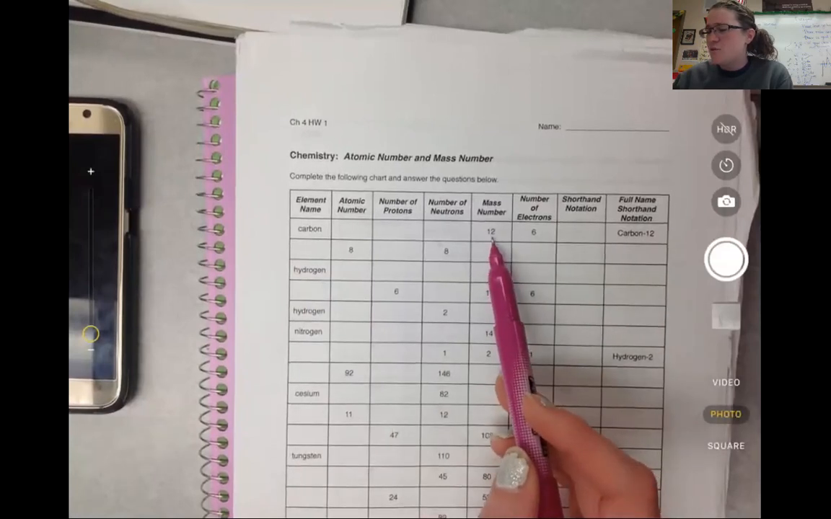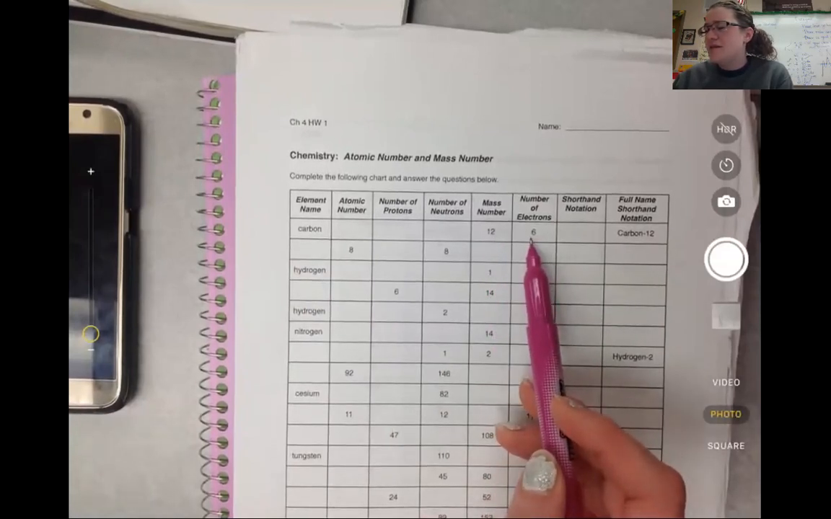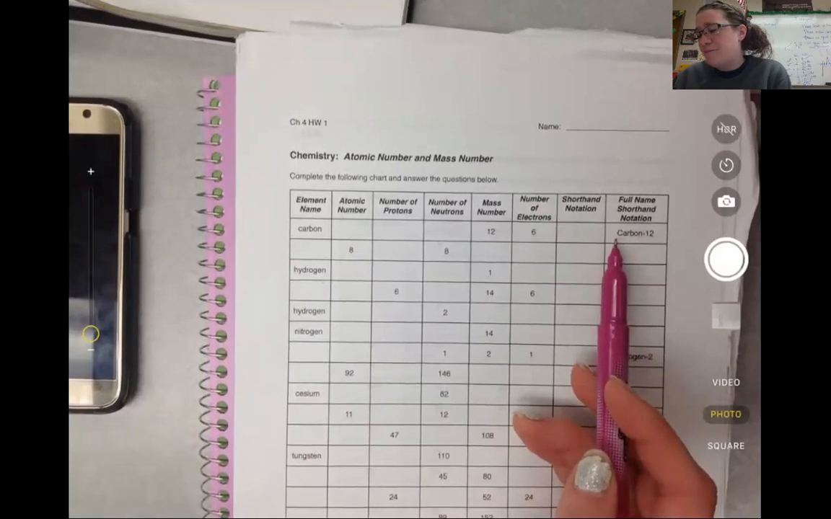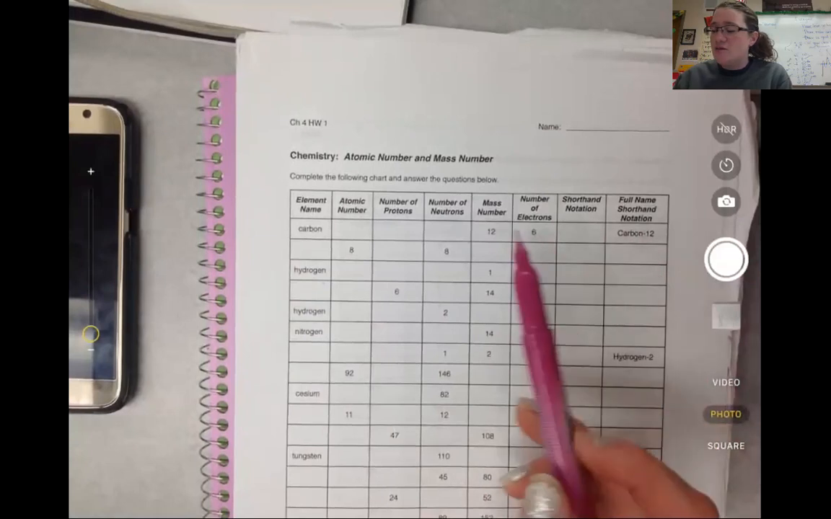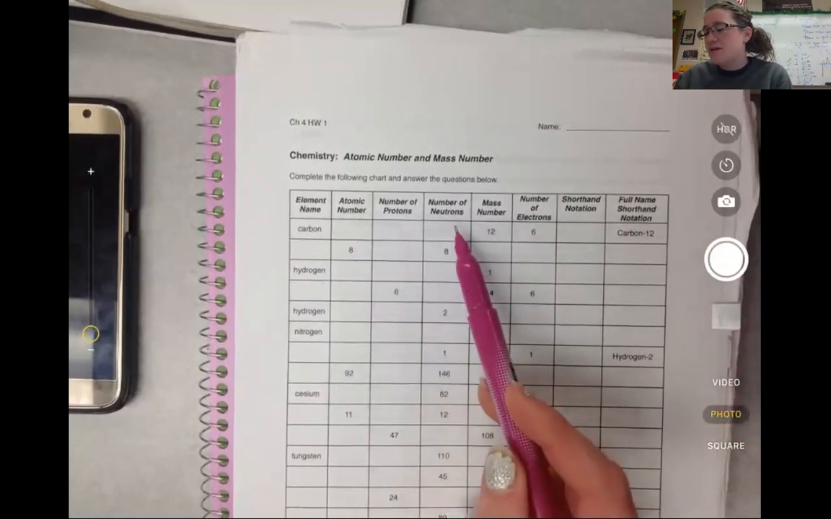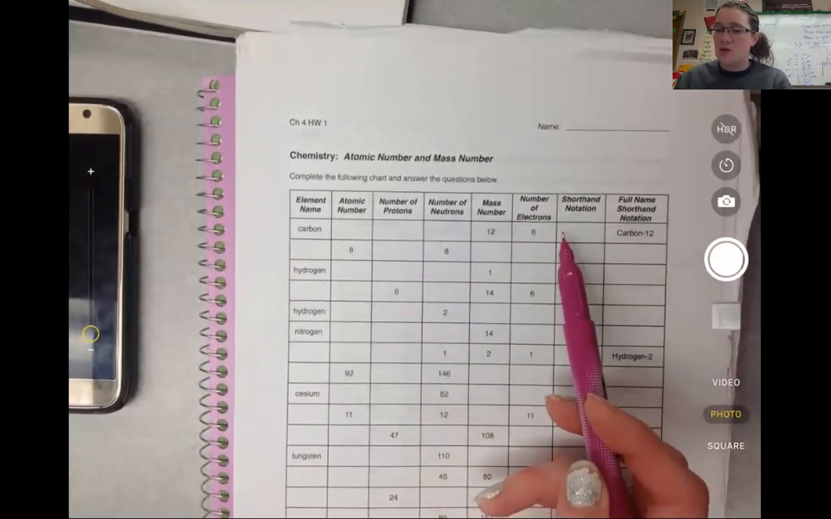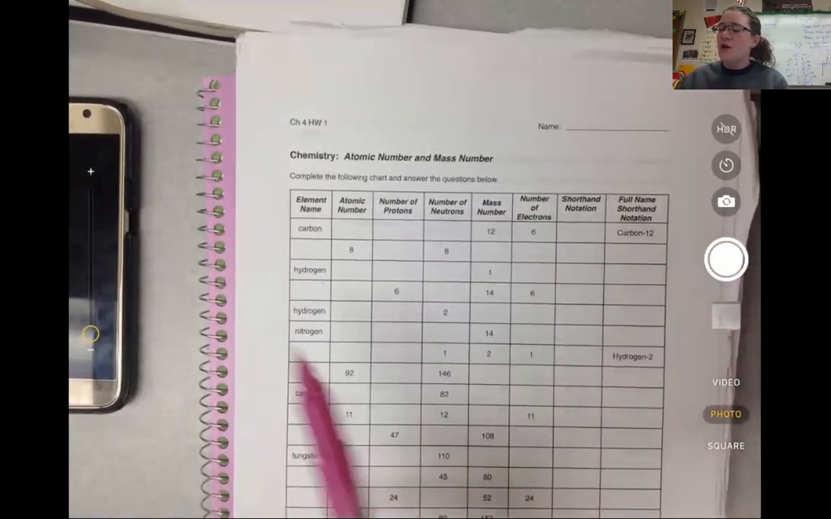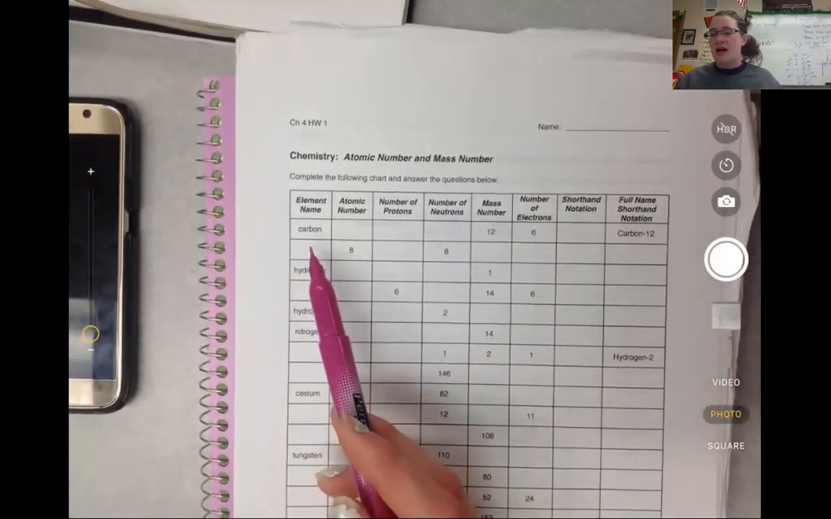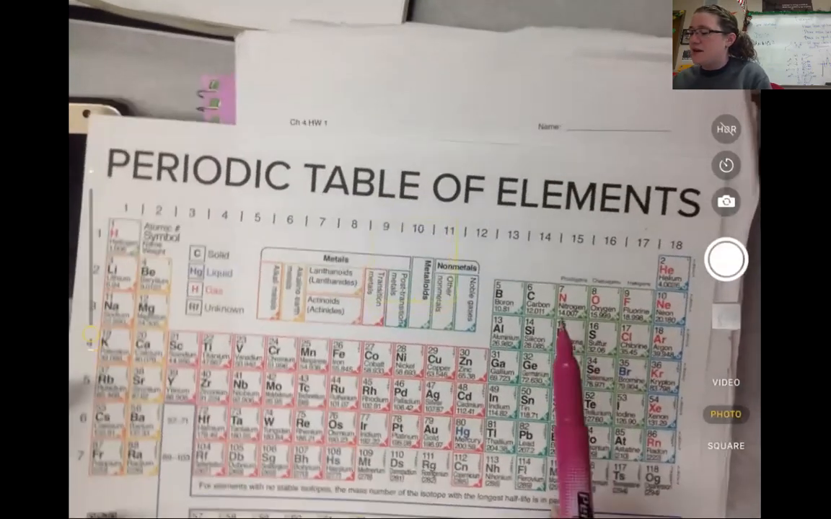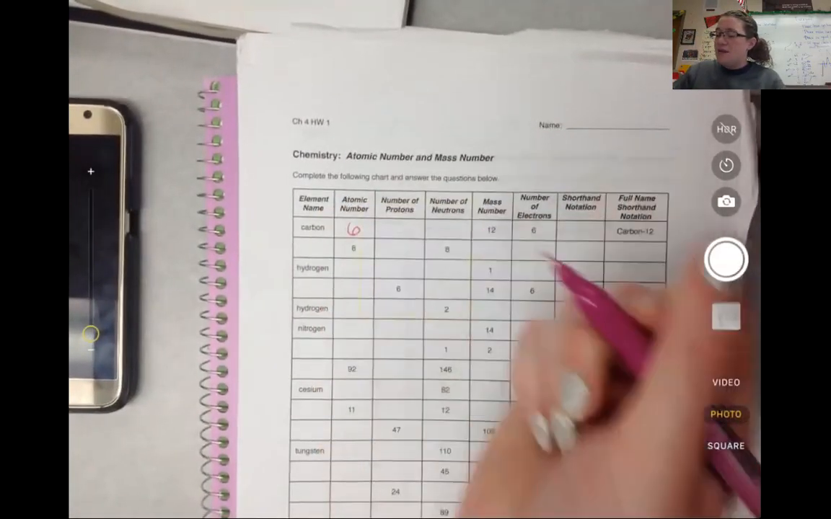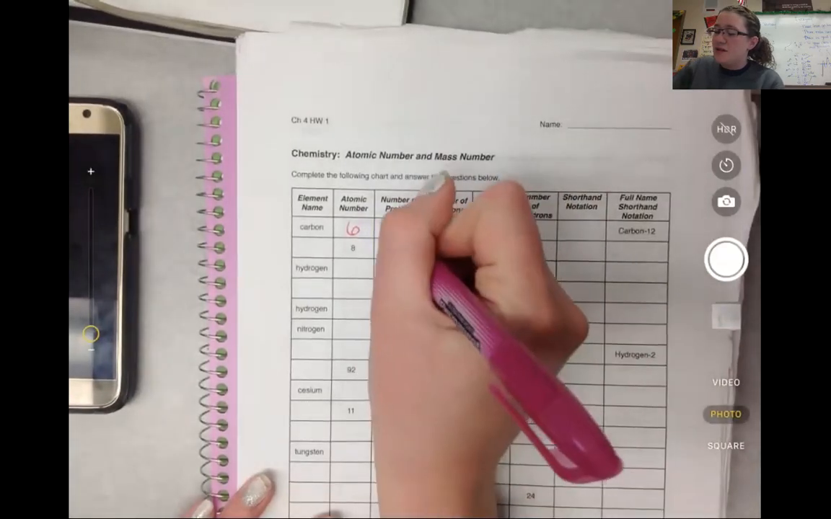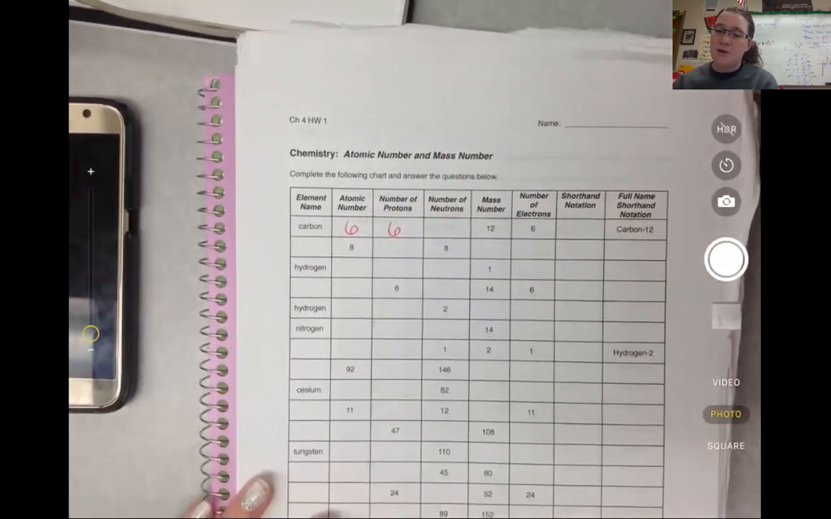I know the mass number is 12, the number of electrons is 6, and the full name notation is carbon 12 for this. And so I just want to find the atomic number, number of protons, number of neutrons, and I want to write the shorthand notation. Right. Well, if I have carbon, I could look carbon up on the periodic table and find its atomic number. Its atomic number is 6. And that tells me that I have 6 protons because the atomic number is the number of protons.